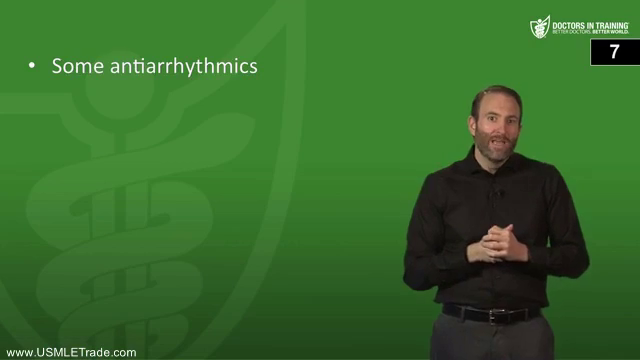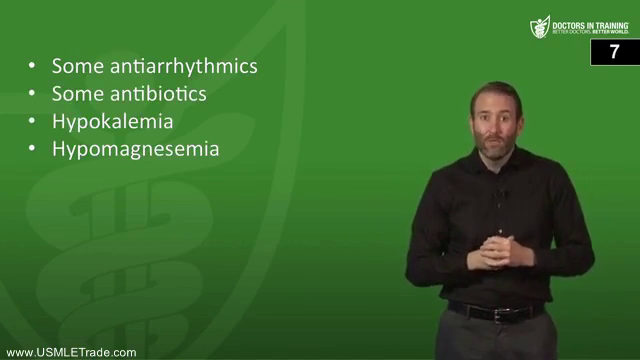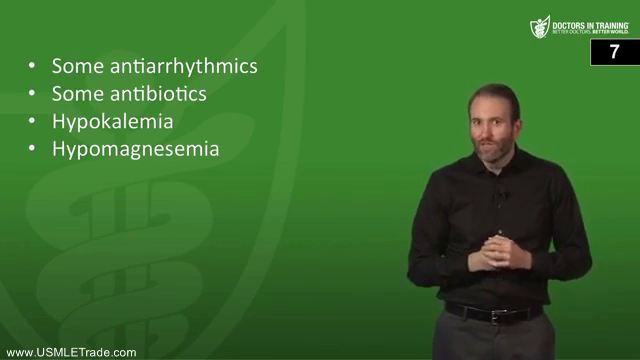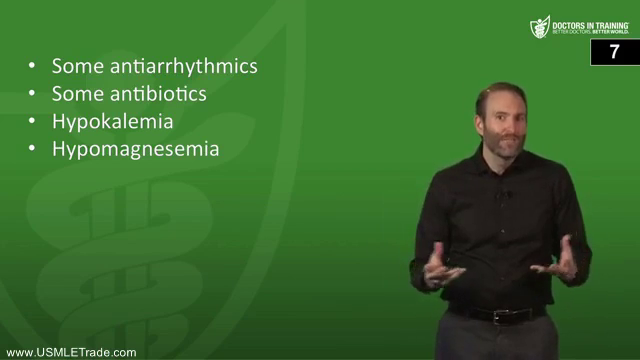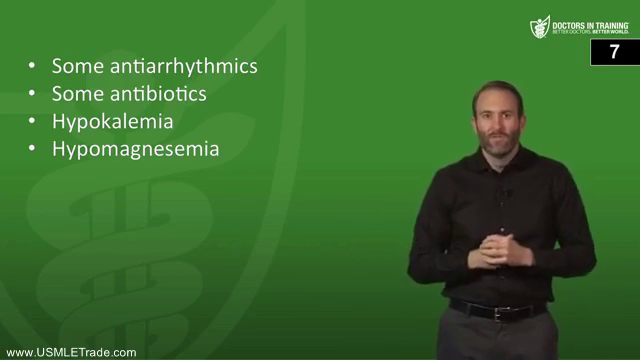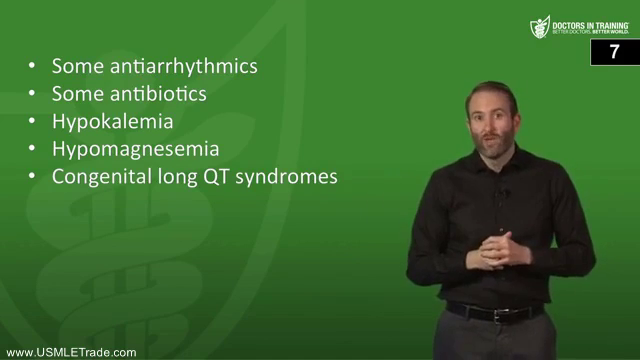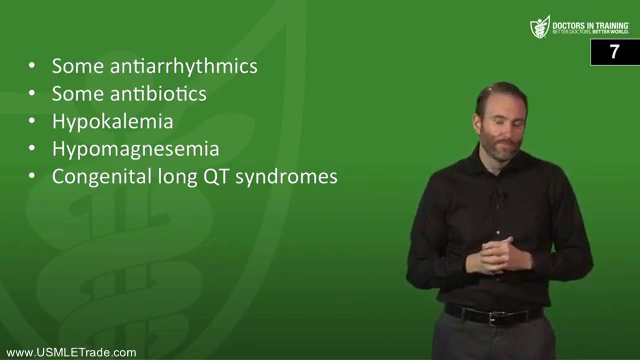Well, basically anything that prolongs the QT interval can increase the risk of torsades. Now, lots of drugs will prolong the QT interval, some antiarrhythmics, some antibiotics even. And then hypokalemia or hypomagnesemia can increase the risk of torsades. So if you see a patient with this, one thing that you're going to do is check the electrolytes. You're going to give IV magnesium, maybe IV potassium if they're off. There are also some congenital long QT syndromes caused by cardiac potassium channel defects or cardiac sodium channel defects.